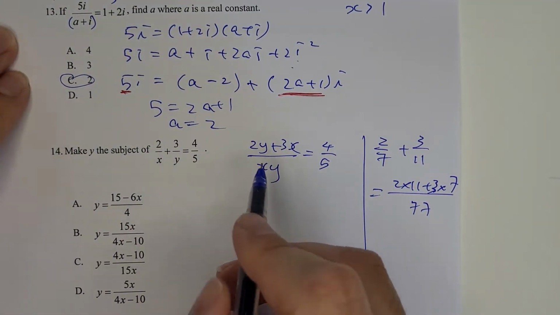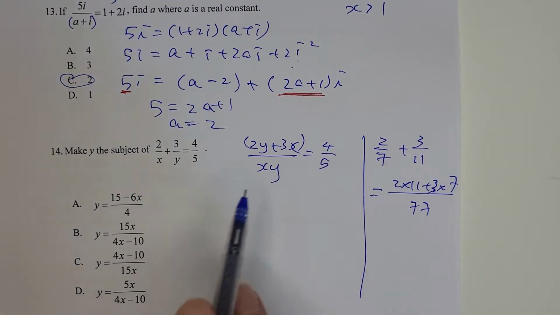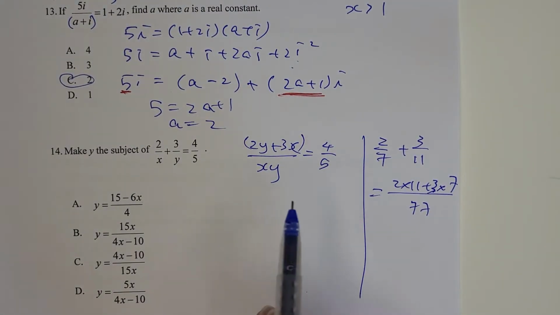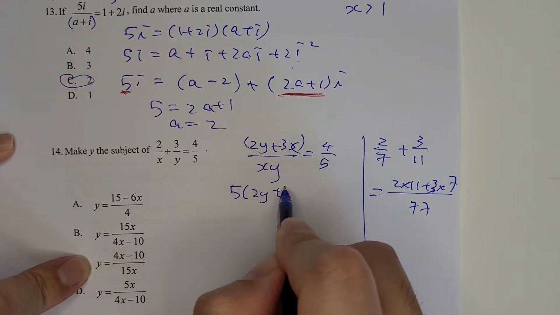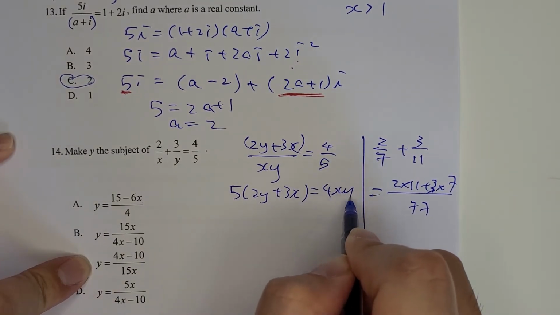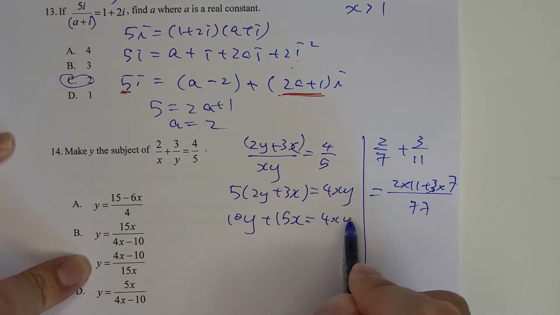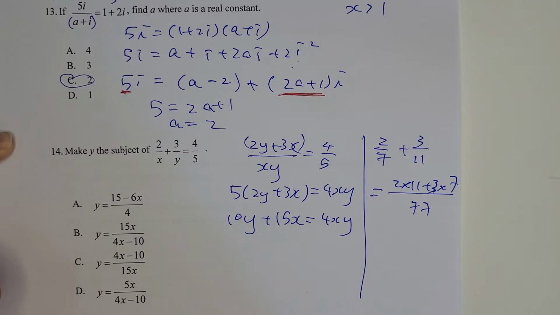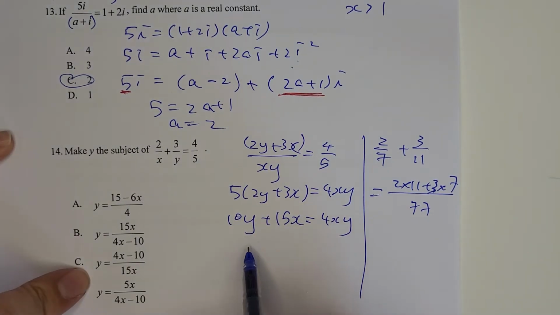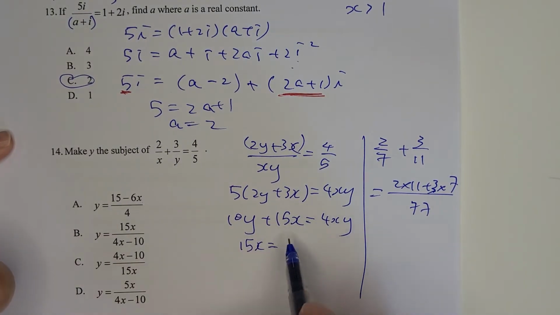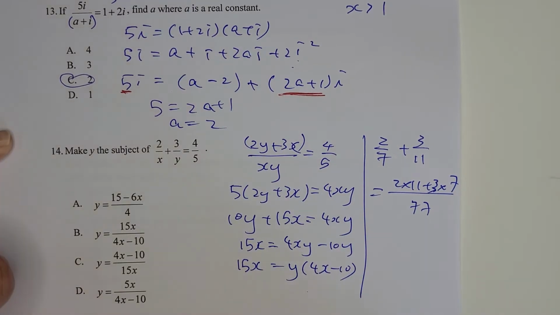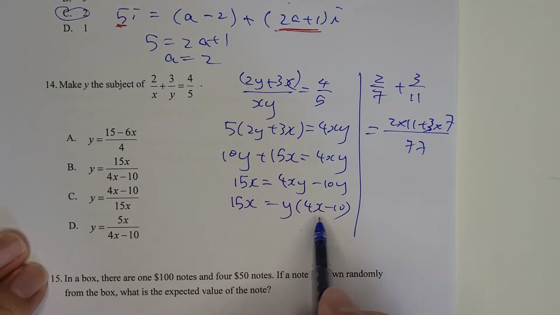So you can perform the cross multiplication now because the left hand side and right hand side just have one fraction. So 5 bracket 2y plus 3x equals 4xy. So 10y plus 15x equals 4xy. And you need to make y the subject. So you make all terms with y on one side, the term without y on the other side. 15x equals y bracket 4x minus 10. And then do the division.